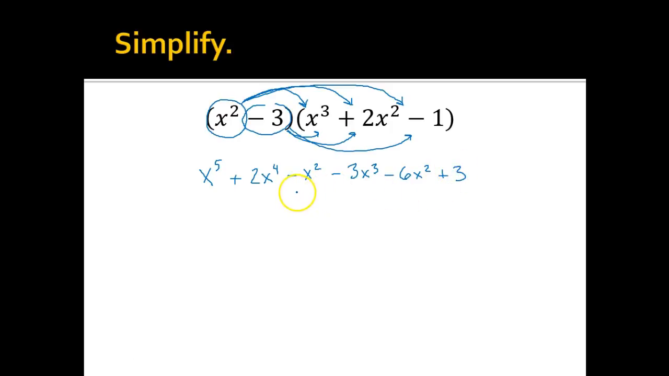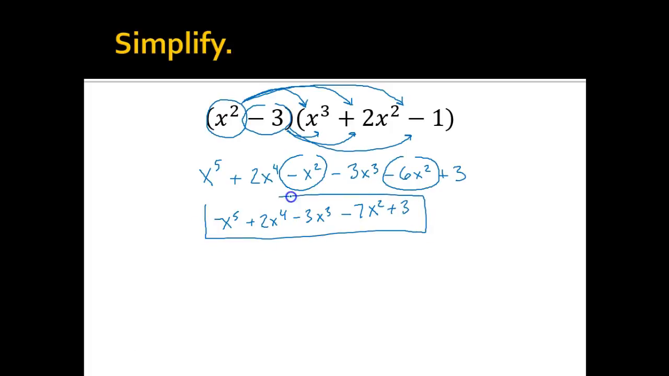Then we'll combine like terms, and here the only like terms I have are the negative x squared and the negative 6x squared. So it's x to the 5th plus 2x to the 4th minus 3x cubed minus 7x squared, because negative 1 plus negative 6 is negative 7, plus 3, and that's my final answer.